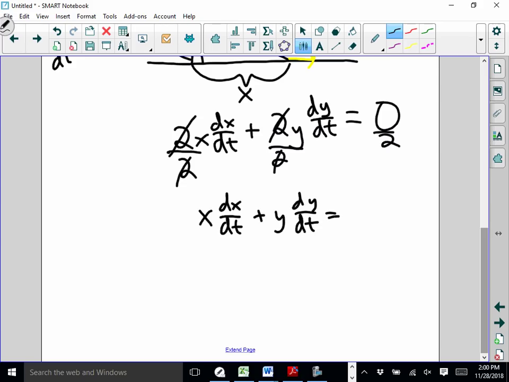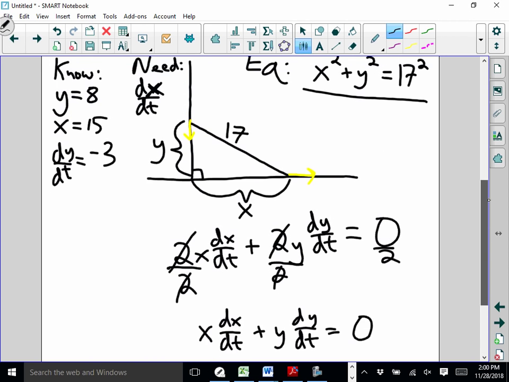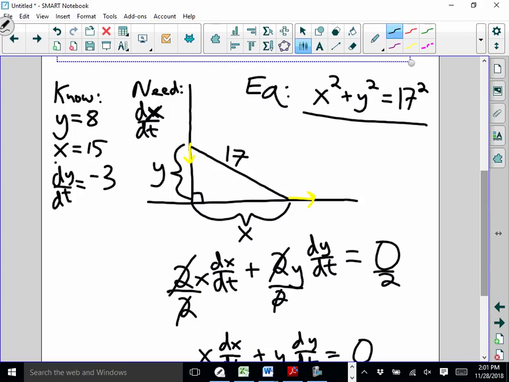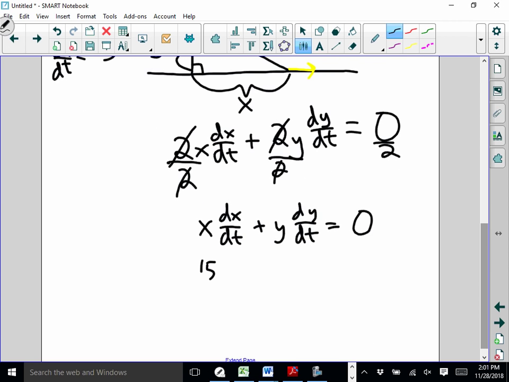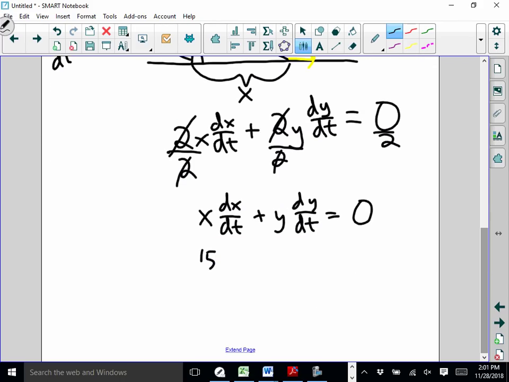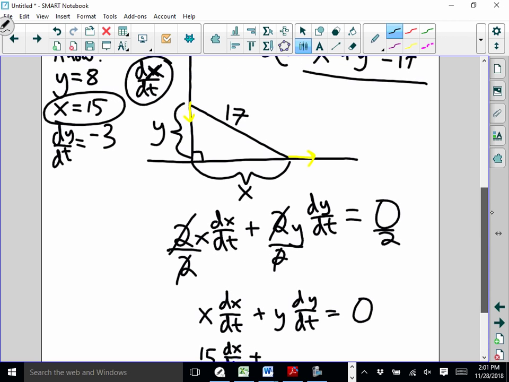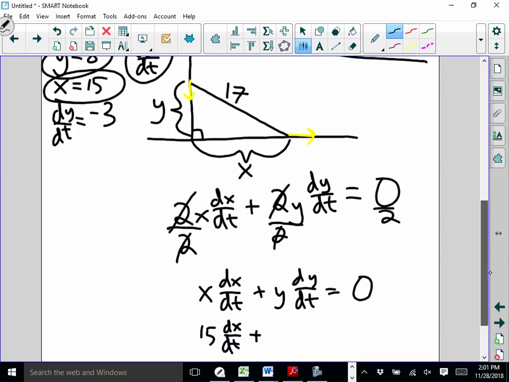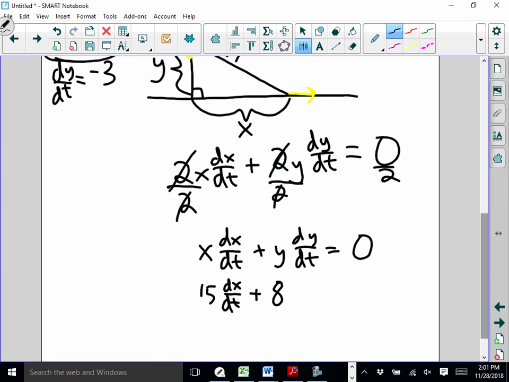So what goes in for x? This is why I make a known column, so I don't have to reread the problem to find all my information. x equals 15, plug it in. dx/dt, I don't know, that's what I need, so I'm going to leave it as dx/dt. Plus y. I can look at my known column: y is 8. And dy/dt is negative 3, right here.